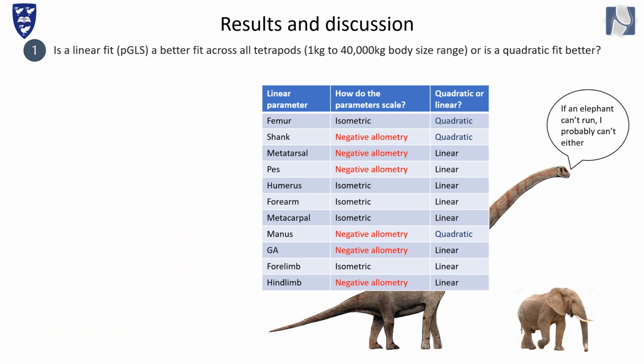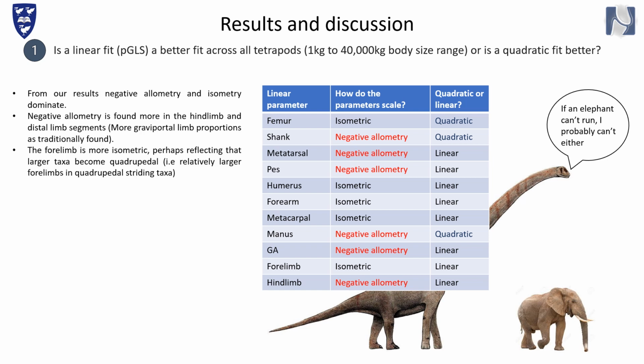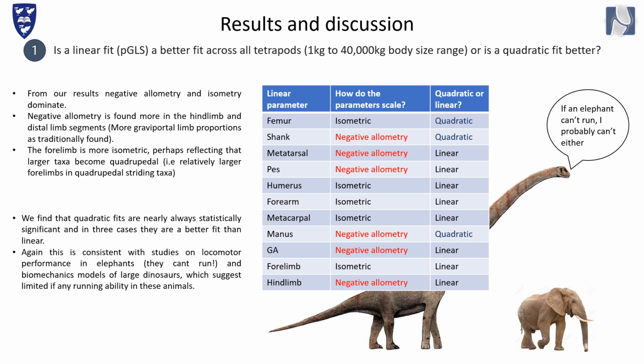Okay, when looking at whether a linear fit is a better fit across all tetrapods, or whether a quadratic fit is better: from our results, negative allometry and isometry dominate, which is consistent with an overall pattern of decreasing locomotor ability with increasing body size. Negative allometry is found more in the hind limb and distal limb segments. The forelimb is more isometric, which perhaps reflects that larger taxa become quadrupedal.